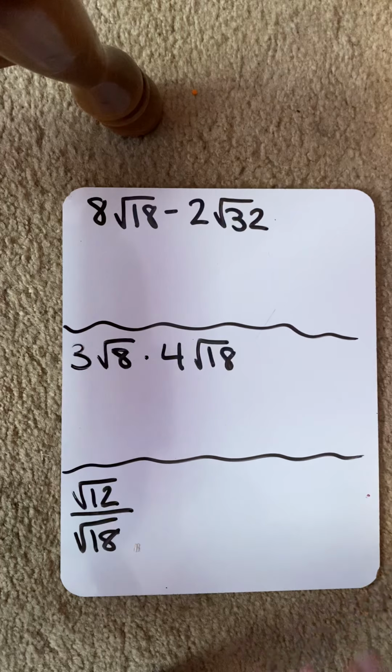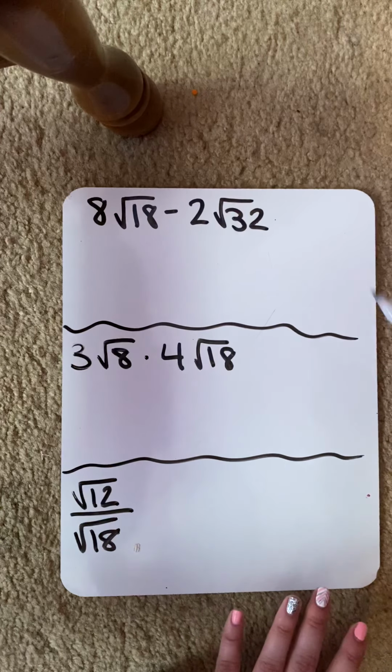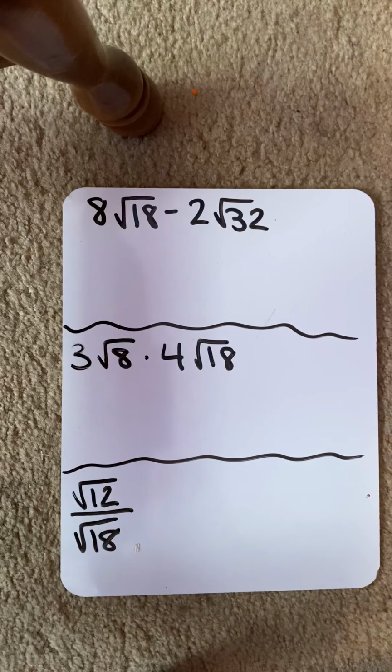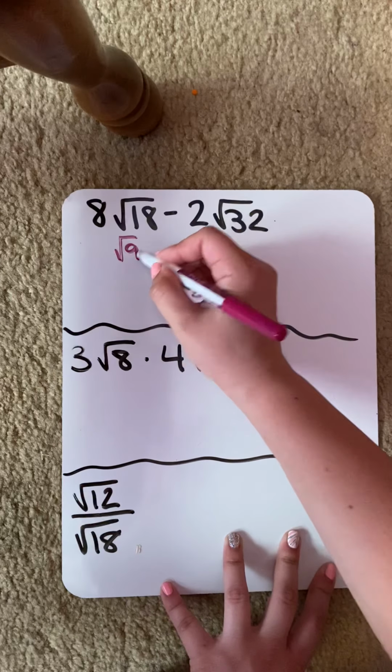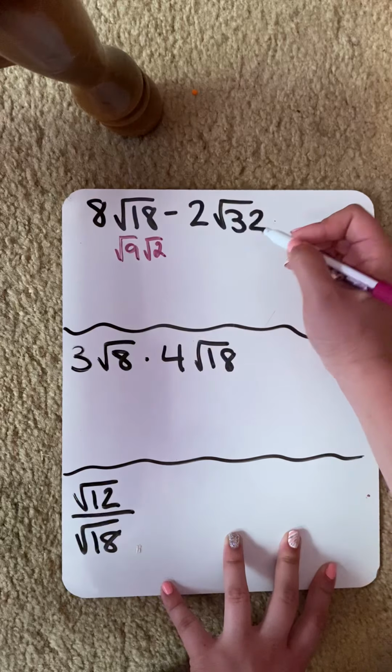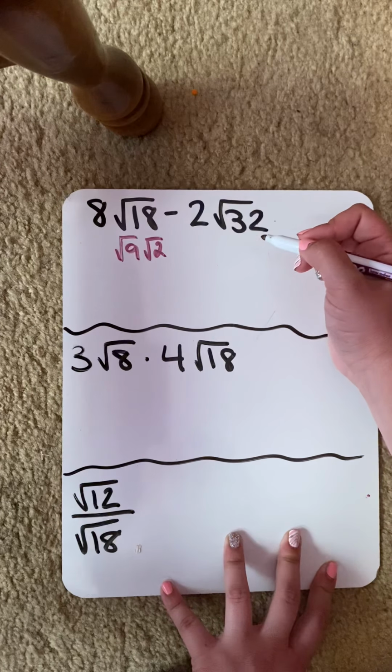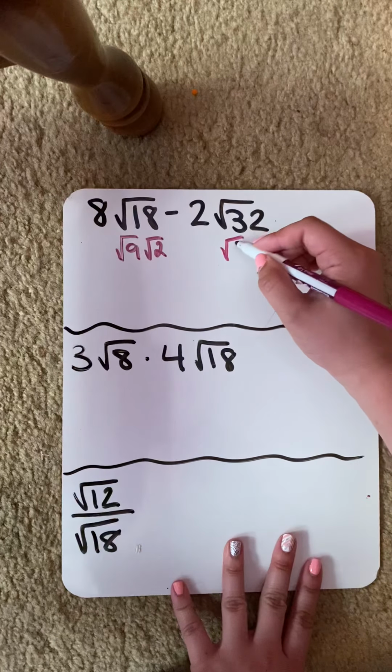So for adding and subtracting, you need the same number in the radical to be able to add and subtract. So if they're not, they always will end up being, so don't say no solution, but you're going to have to simplify. So for example, the square root of 18, the biggest perfect square that goes into it is 9, and it's 9 times 2. The biggest perfect square that goes into 32 is 16.